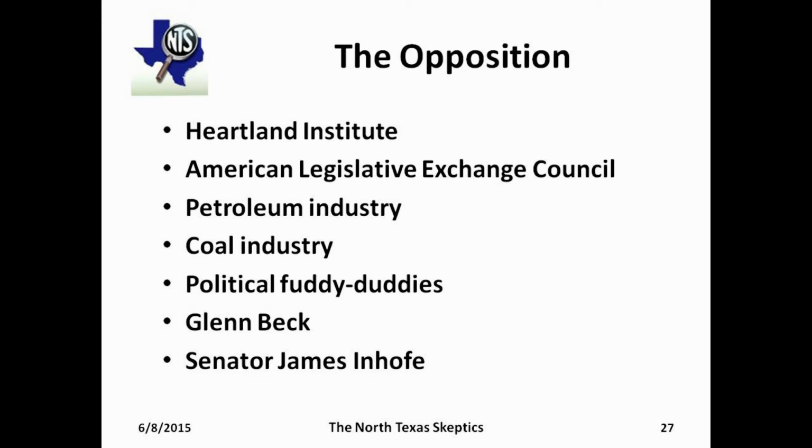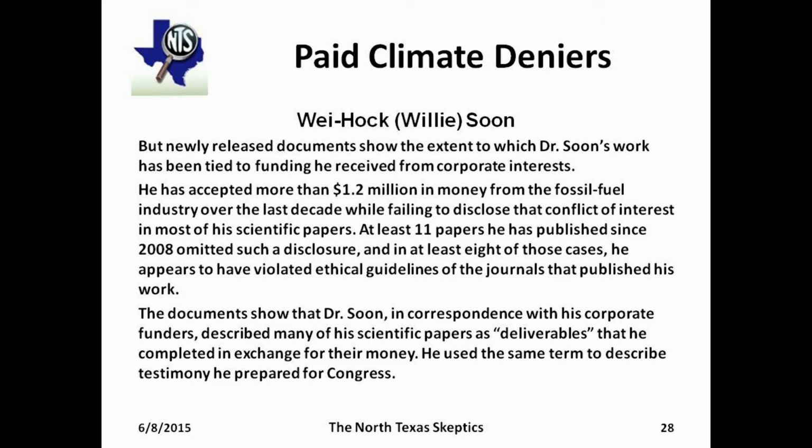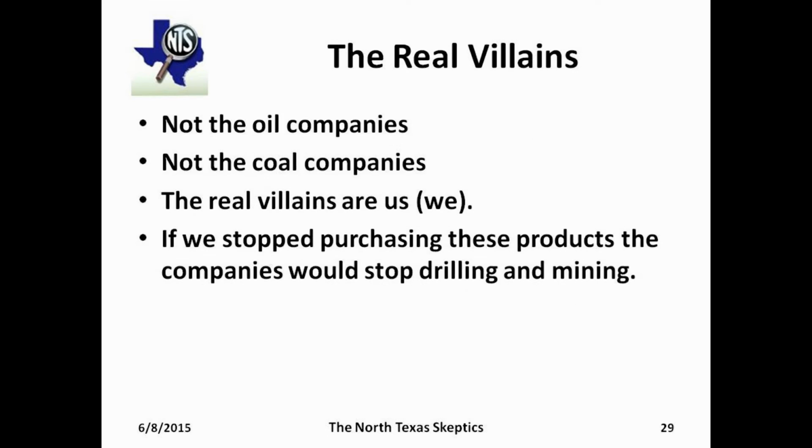The opposition to the science behind global warming includes the following: the Heartland Institute, American Legislative Exchange Council, the petroleum industry, the coal industry, and various political factors. There are paid climate deniers. There are real scientists who do research and publish papers that attempt to dispute the science behind global warming, and here's a case. The real villains are not the oil companies. The real villains are us.